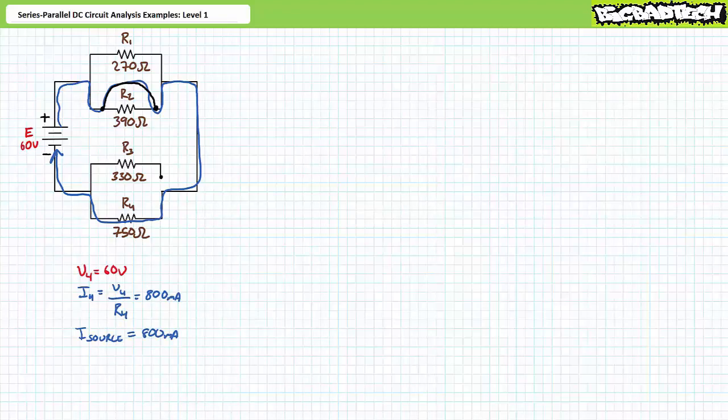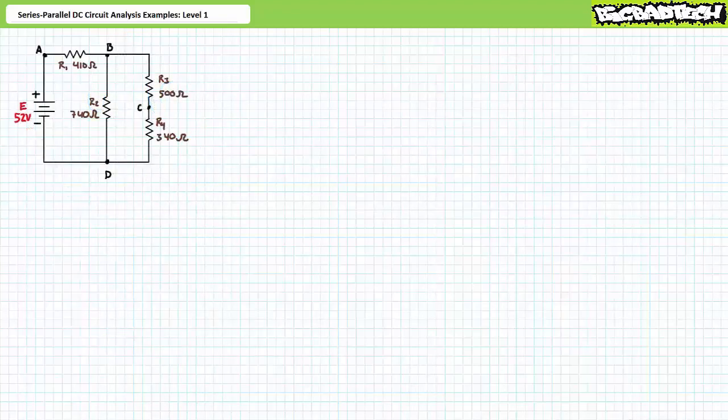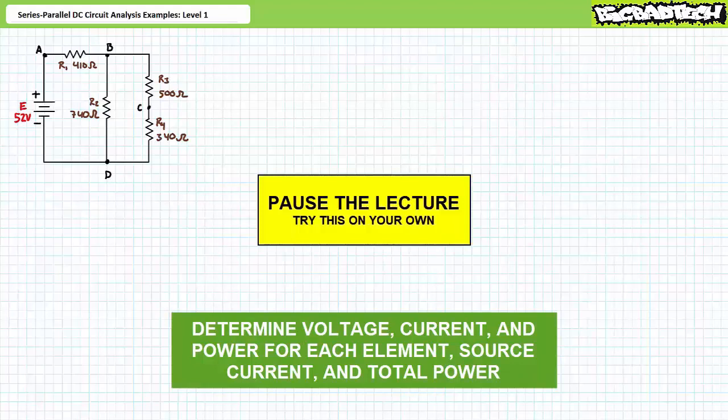All right, let's move on to our next illustrated example. Our next illustrated example features a series parallel combination of 4 elements. We're being asked to solve for the voltage drop across each element, the current through each element, the power dissipated by each element, the source current, and the total power. By all means, pause the lecture and try this on your own. If you're tracking, you should have obtained the following results.